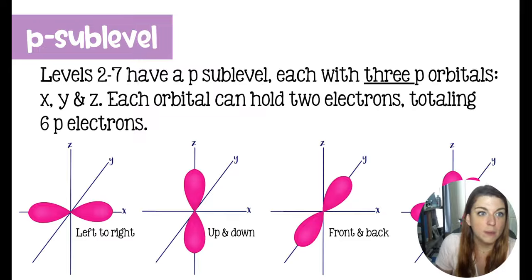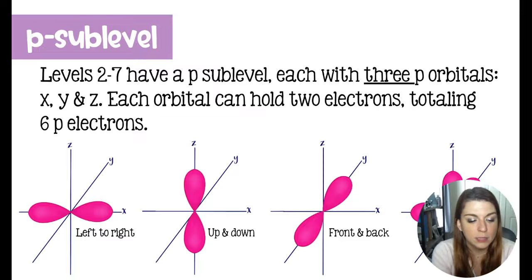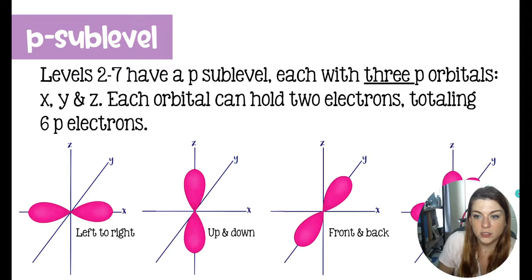Then again, we have the P sublevel. The P sublevel can be found in periods 2 through 7. There are 3 p orbitals in total.